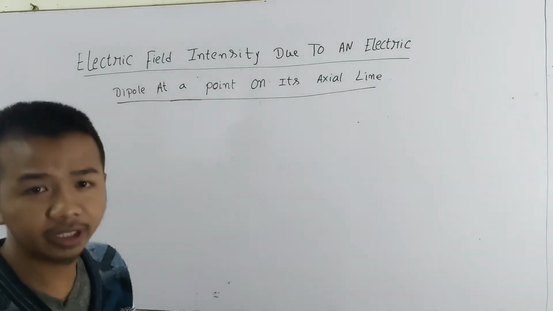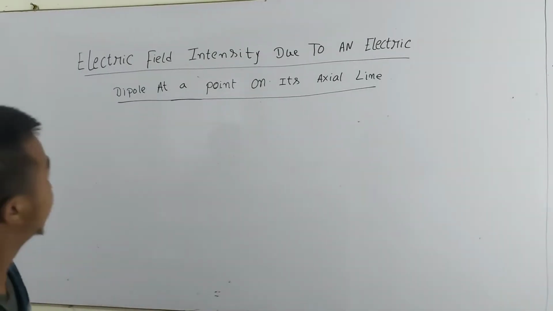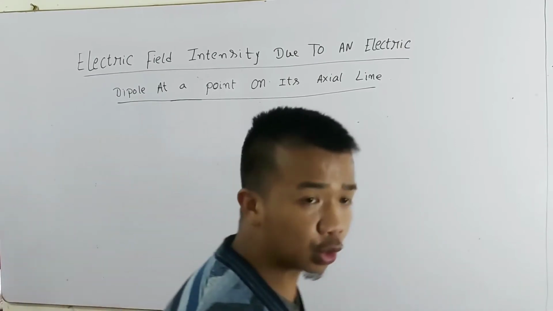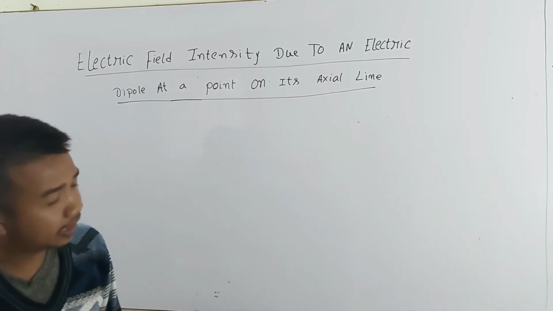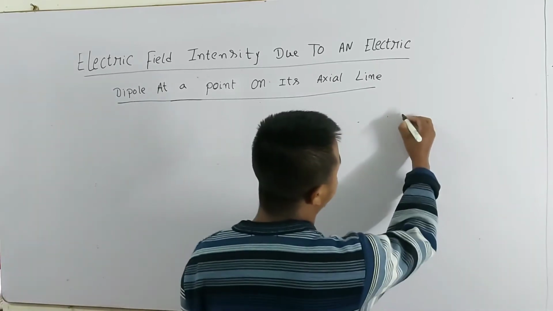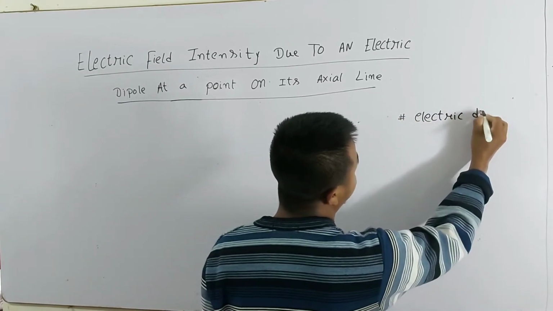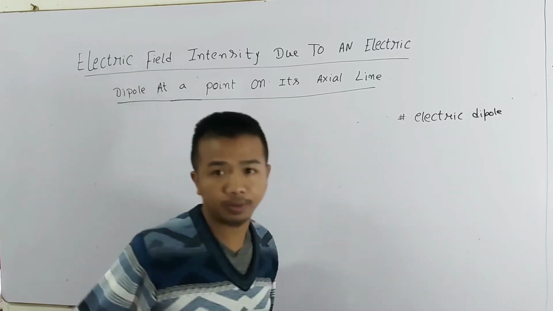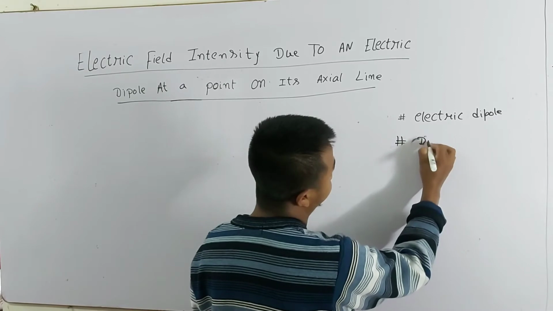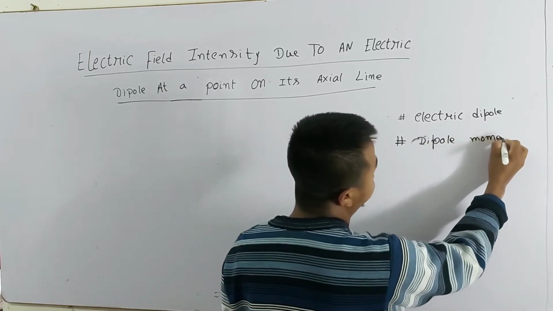Hello everyone. The topic that we will be discussing is on electric field intensity due to an electric dipole at a point on its axial line. To proceed further, let us have an idea on a few important terms like electric dipole, or simply dipole, and dipole moment.